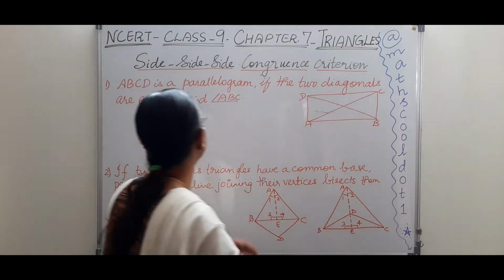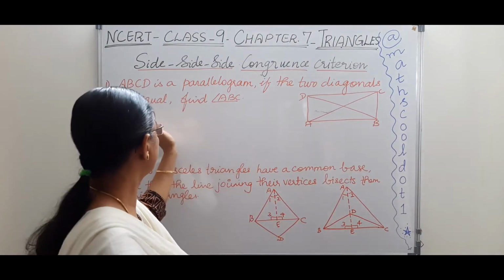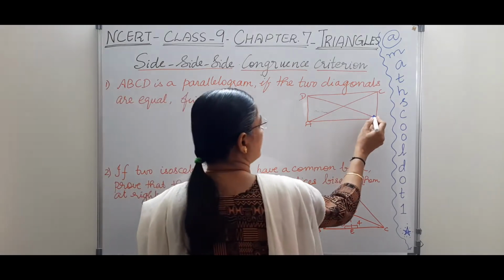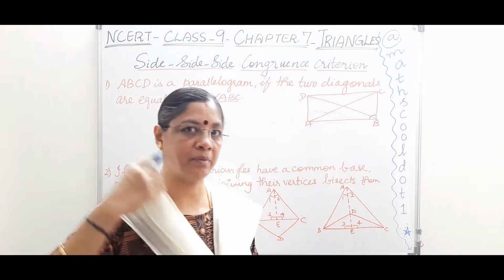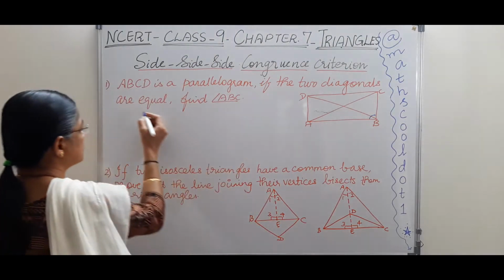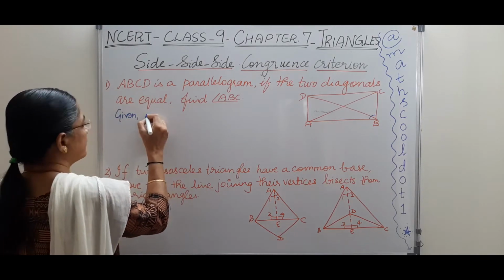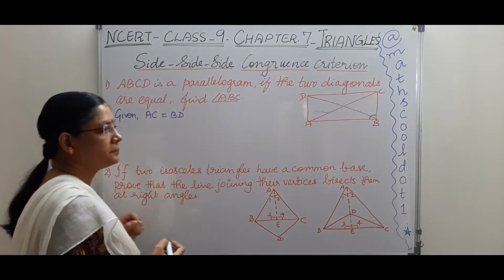Now we have ABCD is a parallelogram, they have given here, right? If the two diagonals are equal, you need to find the angle ABC. Now what is given here? The diagonals are equal. First let us take down what is given. AC is equal to BD, right?